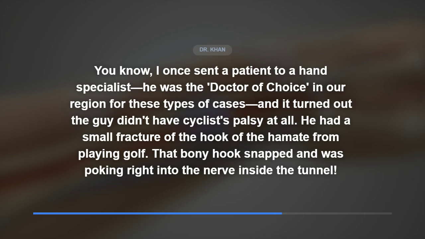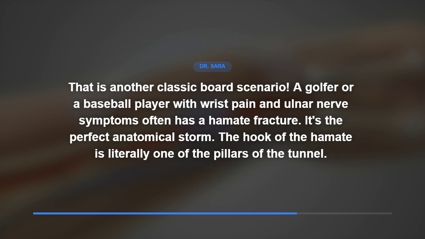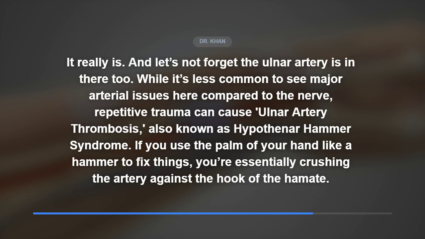You know, I once sent a patient to a hand specialist. He was the doctor of choice in our region for these types of cases. And it turned out the guy didn't have cyclist palsy at all. He had a small fracture of the hook of the hamate from playing golf. That bony hook snapped and was poking right into the nerve inside the tunnel. That is another classic board scenario. A golfer or a baseball player with wrist pain and ulnar nerve symptoms often has a hamate fracture. It's the perfect anatomical storm. The hook of the hamate is literally one of the pillars of the tunnel.